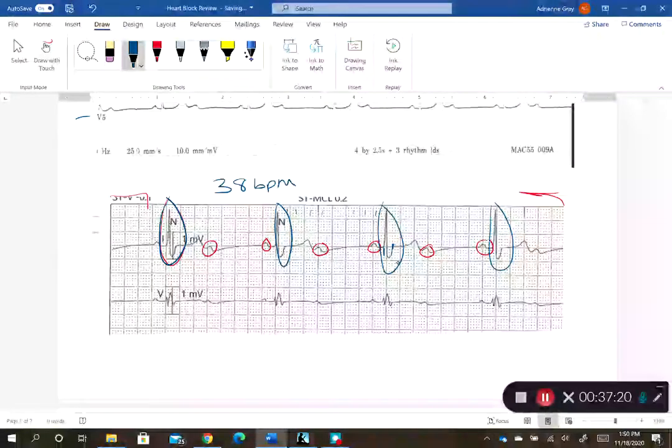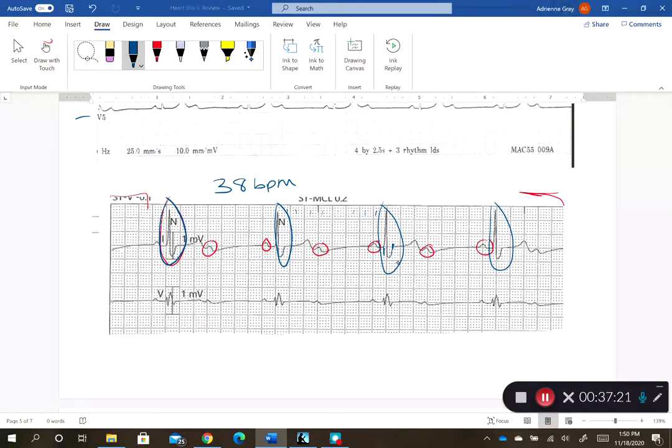So could it be a first degree heart block? Well, no, my PR interval actually is pretty normal. It's 5 blocks. I like this one because this QRS starts right on a bold line, and this P wave starts right on a bold line, so it's 5 small blocks. It's 0.2 seconds. That's not a long PRI. It's on the high side of normal, but it's still within normal.